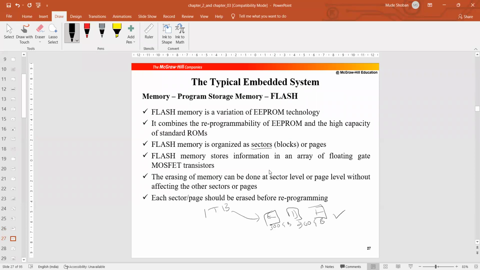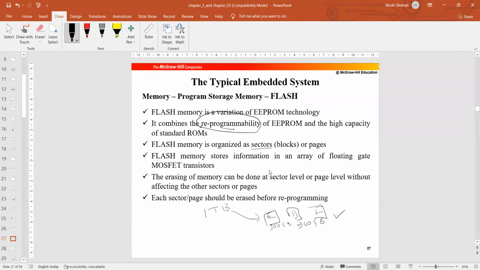And coming to the flash type of memory, program storage memory by using flash. So flash memory is a variation of E square PROM technology. What is the variation we could notice here? It combines the reprogrammability. You know that reprogrammability means once it is used, you can erase it and you can reuse it.